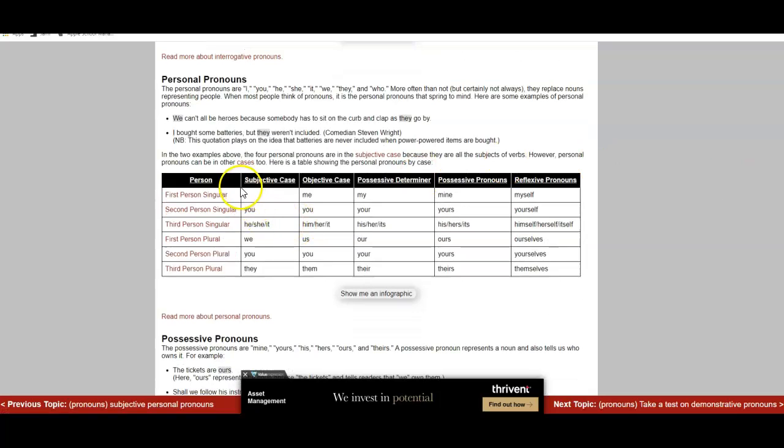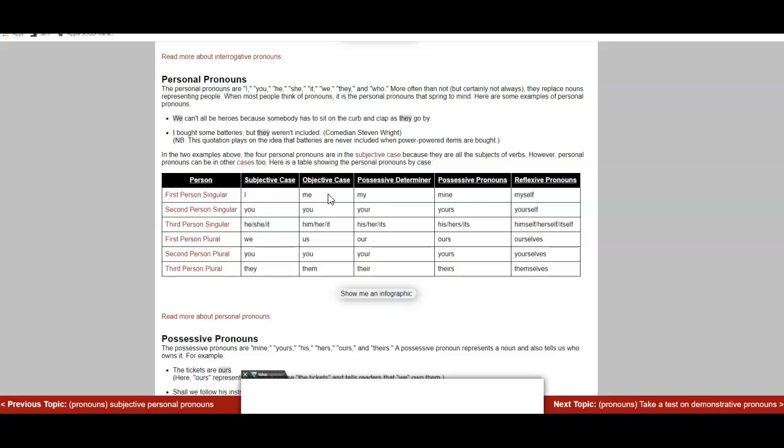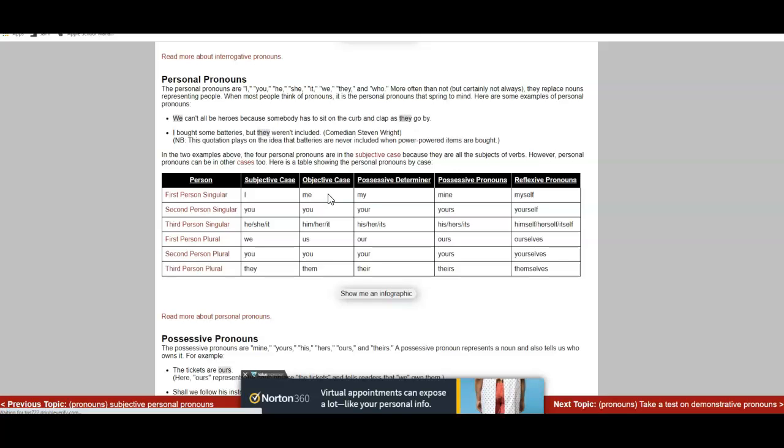Those are broken up into cases. So if you're using the first person singular, the subjective case is I. So, I went to the store. Objective case is if you're the object. So if someone's giving something to you, you're the object in the sentence. She gave the suitcase to me.